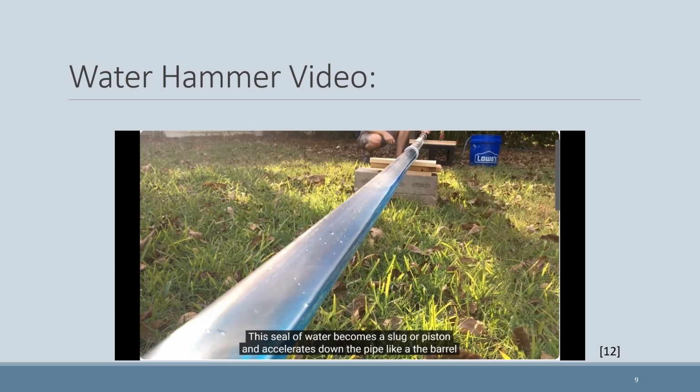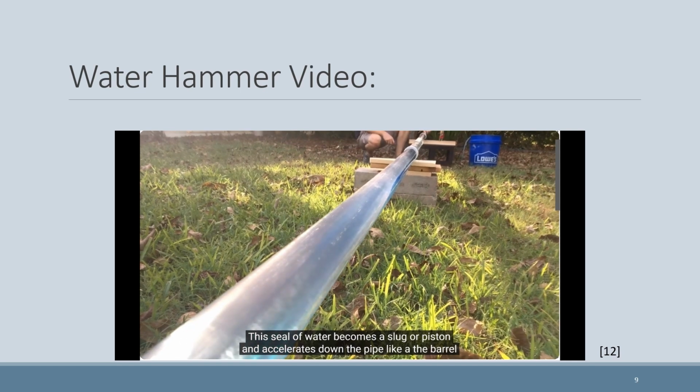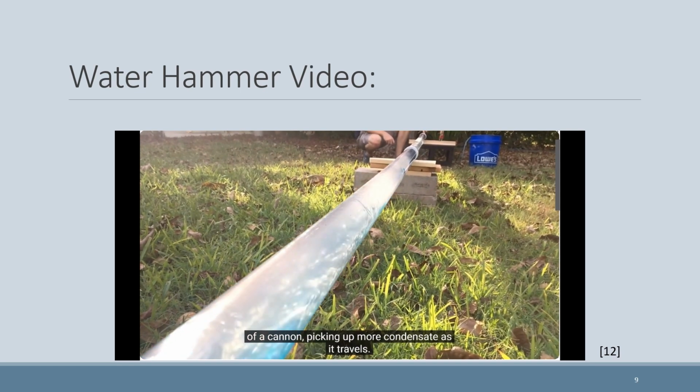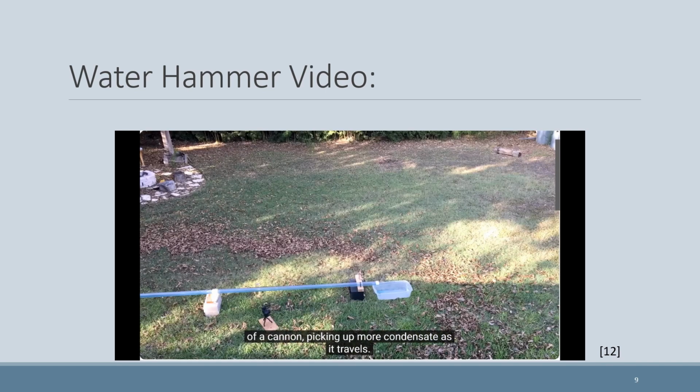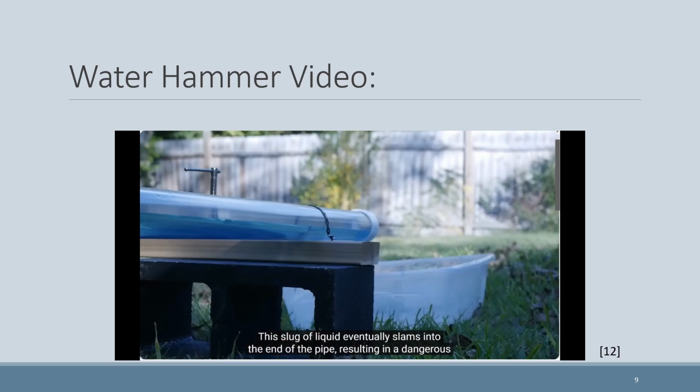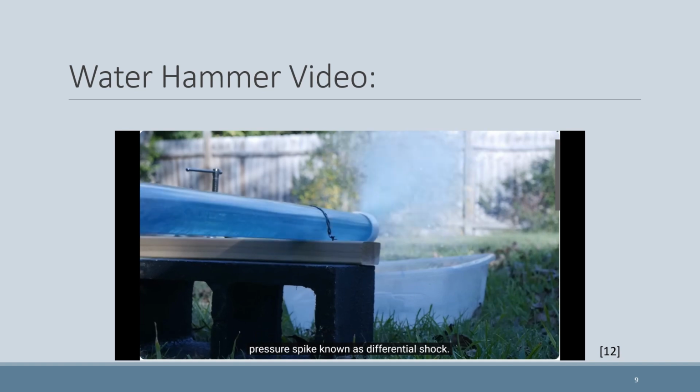This seal of water becomes a slug or piston and accelerates down the pipe like the barrel of a cannon, picking up more condensate as it travels. This slug of liquid eventually slams into the end of the pipe, resulting in a dangerous pressure spike known as differential shock.